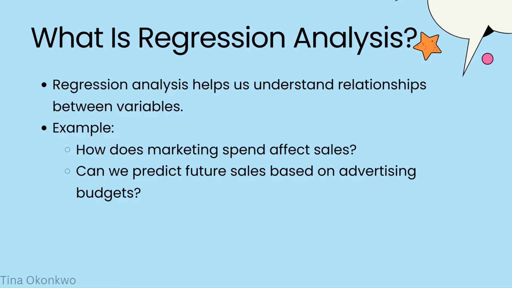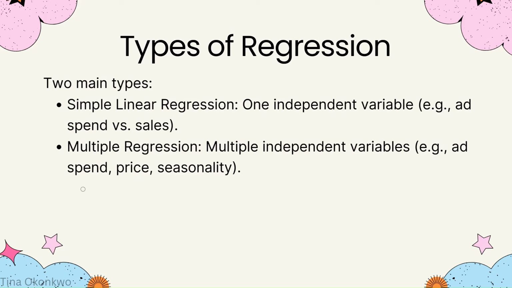Let's look at a very simple example. You're a business owner and you want to understand how your advertising budget affects your sales. To do that, you collect data: how much you spent on ads, and how many products you sold for each campaign. In regression, we are trying to draw a line through this data, literally a line of best fit that shows the overall trend. Now, there are different types of regression. The simple linear regression, which is the most basic form, where you're analyzing the relationship between just two variables, for example, advertising spend and sales.